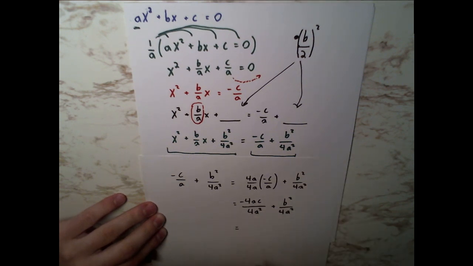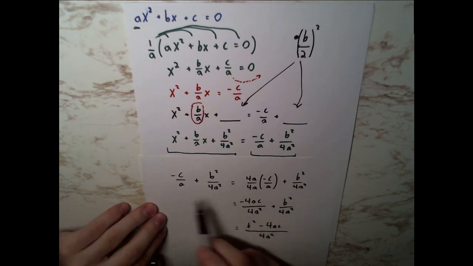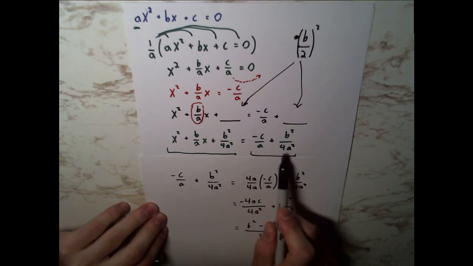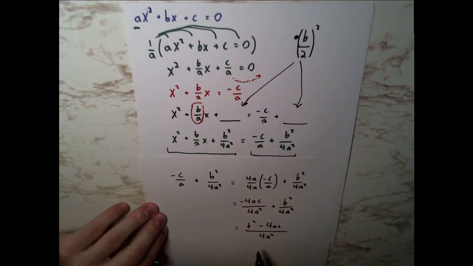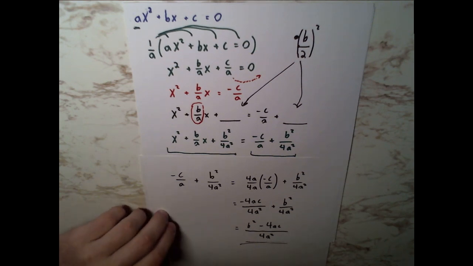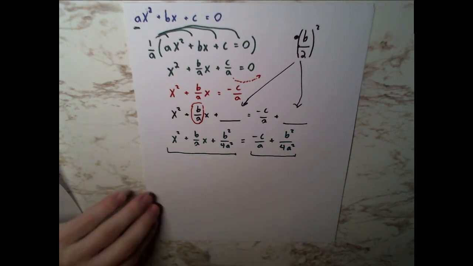So adding these two terms together, we're left with, on the numerator, b squared minus 4ac, and then our common denominator is 4a squared. So it's kind of a lot of work, but now this right hand side is simplified down to this. So I'm going to rewrite this again.